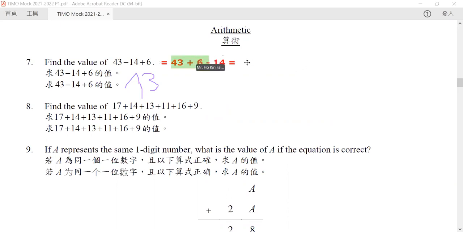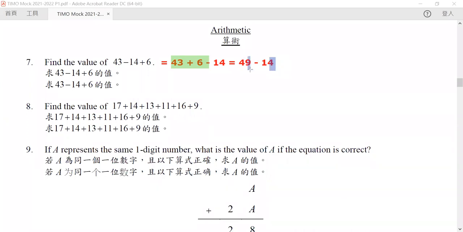So 43 plus 6. What is the answer? The answer will be equal to 49. So hence it will be 49 minus 14. Now this is much simpler because now we can subtract digit by digit.